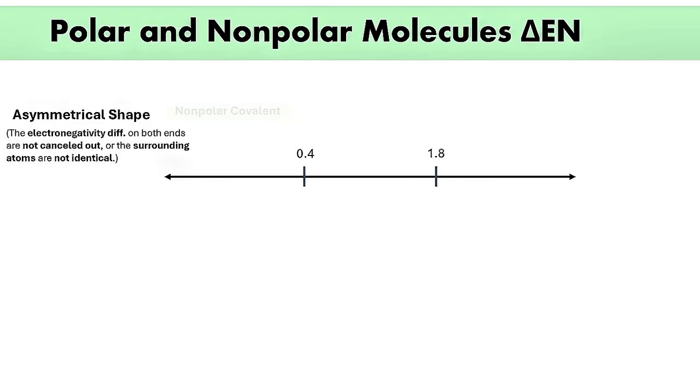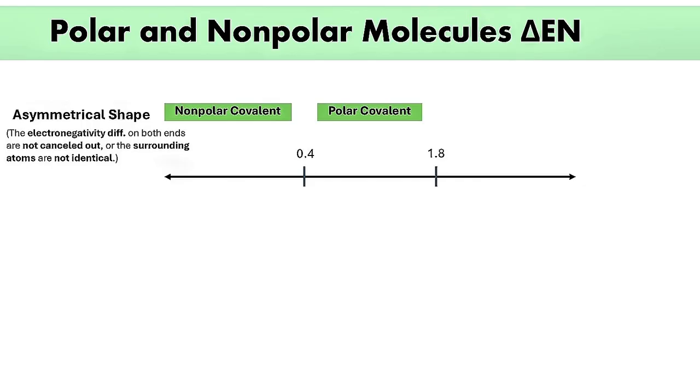Below 0.4, the asymmetrical shape molecule is nonpolar. Okay, that's the one that we did before. And if it is between 0.4 and 1.8, that's polar covalent. Why is it polar covalent? Because if we say an asymmetrical shape, it means the electronegativity difference is between 0.4 and 1.8, and there's nothing that can cancel the electronegativity of the molecule. Even though there are different electronegativities on each end around the central atom, if nothing can completely make it zero, then that molecule is a polar covalent compound. So that's if the molecule is asymmetrical in shape.